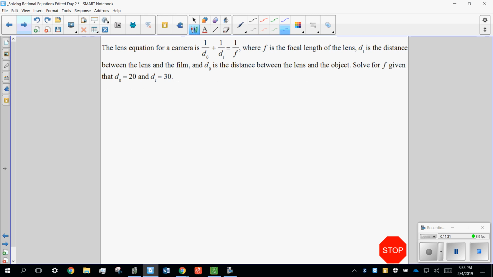Last one. This one. It's a word problem, and it's not as hard as it looks. Not as bad as it looks. We're talking about the focal length of a camera. And we have two distances: the distance between the lens and the film, and the distance between the lens and the object. So 1 over d naught. Well, it tells us what d0 is. It's 20. So we can plug that in. Plus 1 over di. That would be the distance between the lens and the film. And it tells us that's 30. Equals 1 over f.